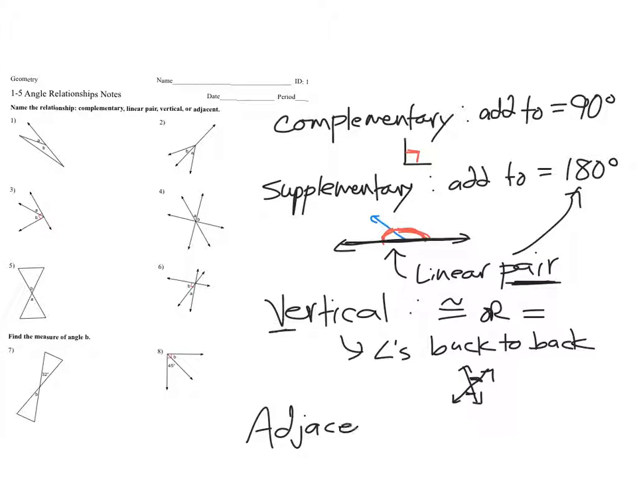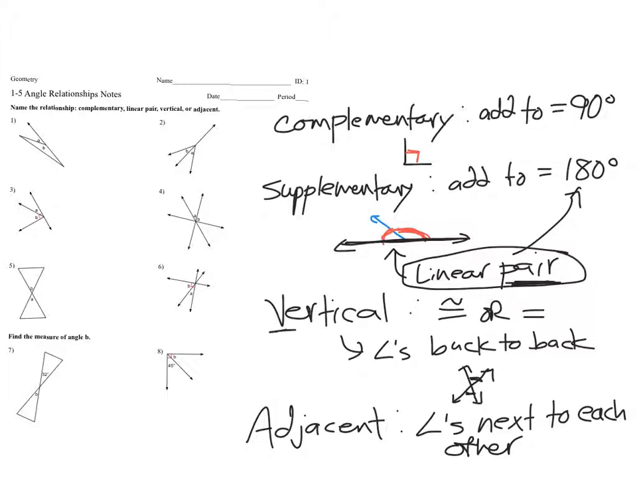The last one on here is adjacent. The word adjacent just means next to. So it's angles next to each other. In this case, a linear pair is adjacent. They're two angles that are right next to each other and make a line. But you can have other adjacent angles, and we'll see those as we look at these examples.